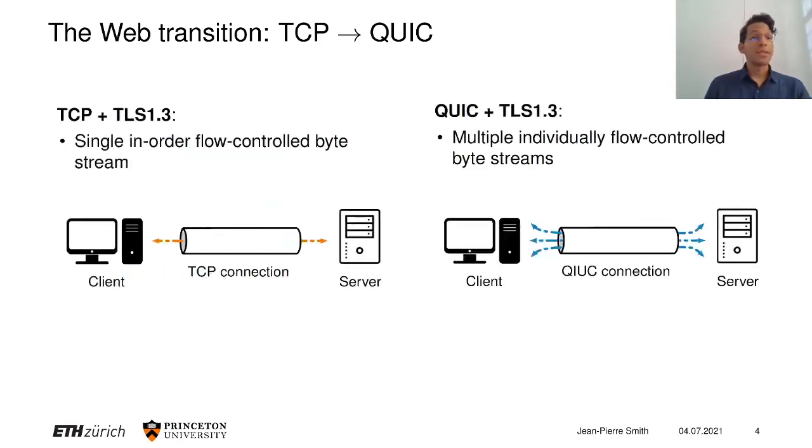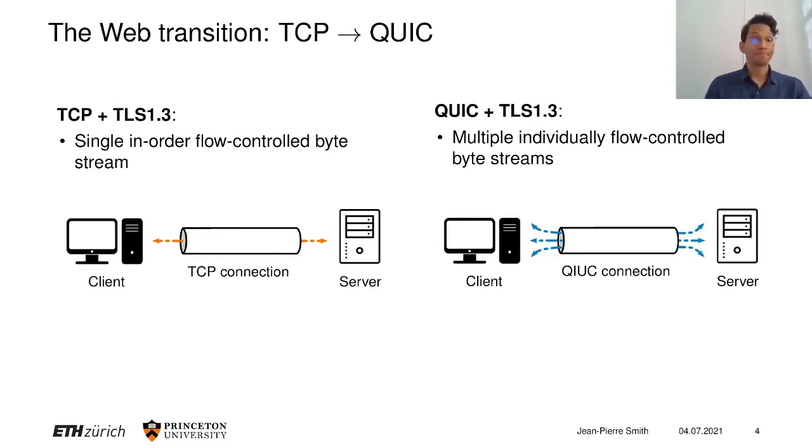For example, in TCP, a single in-order flow-controlled byte stream is provided from the client to the server, whereas in QUIC, multiple byte streams are sent over a single connection. And these byte streams are all individually flow controlled, and a loss on one stream does not affect the transmissions on another stream.